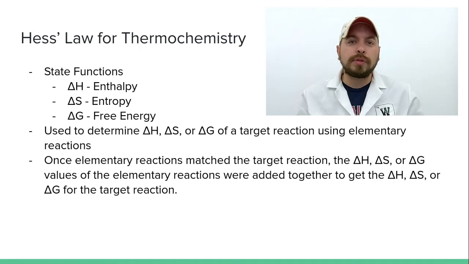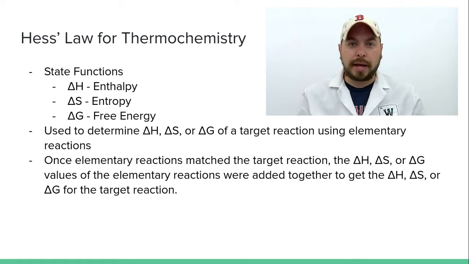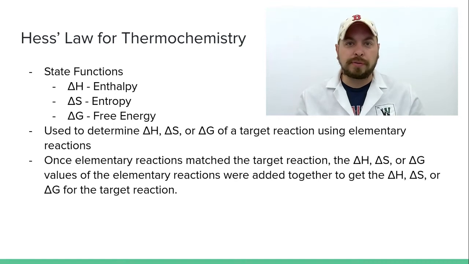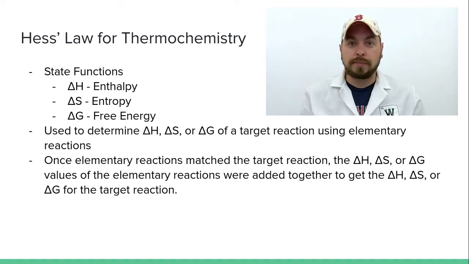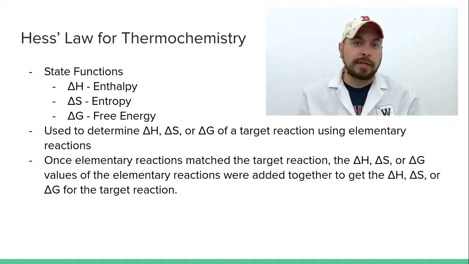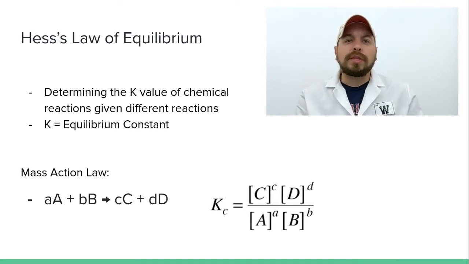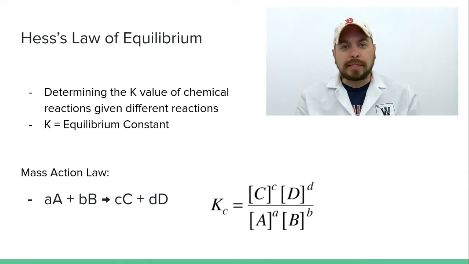And the way we could do this with thermochemistry was by manipulating the elementary reactions to make sure the stoichiometric reaction equals the target, and then using our delta H values or delta G values or delta S values of those elementary reactions to determine the delta G, delta H, or delta S of the target. With equilibrium, the thing to keep in mind is that we're dealing with K values, not the thermodynamic properties.